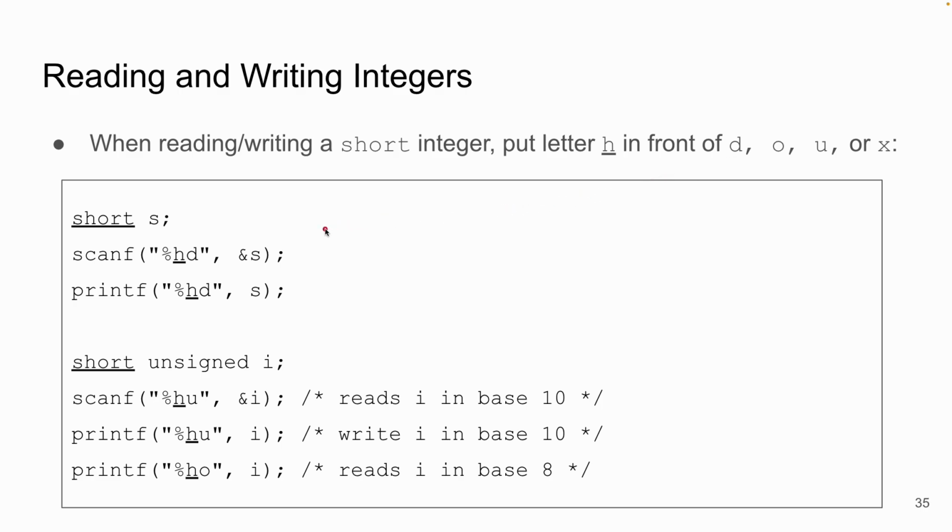So if we add the h in front of %d, that means it is a short integer number in the decimal format. And if we want to read the value for this short unsigned integer variable i, then we just need to write down %hu, because u is for unsigned integer, h is for short. And we can also add the h in front of o and x, so that will mean that this is a short integer in the octal format or in the hexadecimal format.